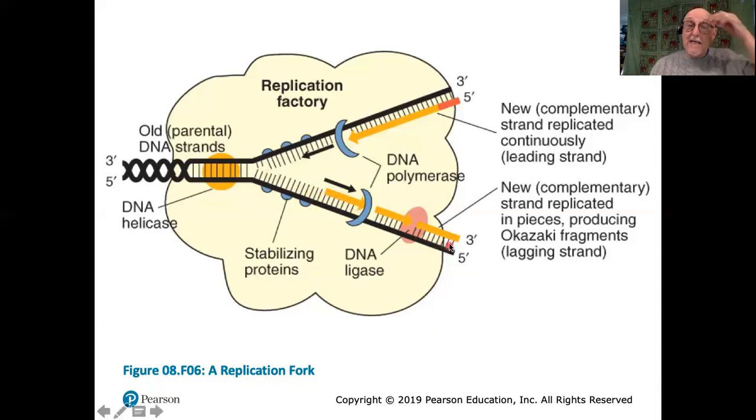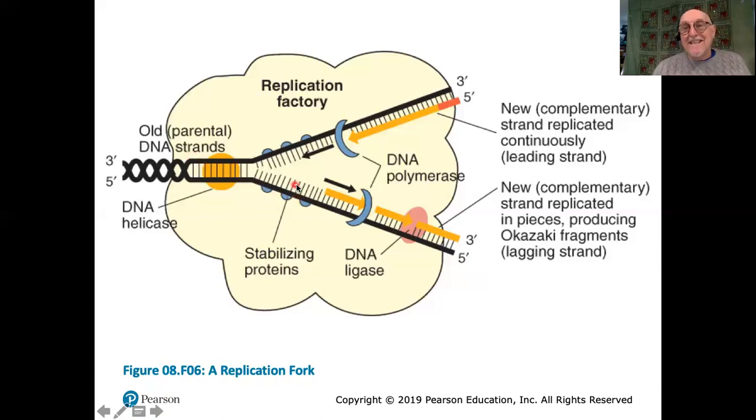This replication here takes place in a disjointed fashion. We end up making short pieces of RNA, DNA, RNA, DNA, RNA, DNA, and those are called Okazaki fragments. Here they are. Here's the name. These are Okazaki fragments, and they arise because we've got to lay down our bases in this direction, away from the direction that we're opening.